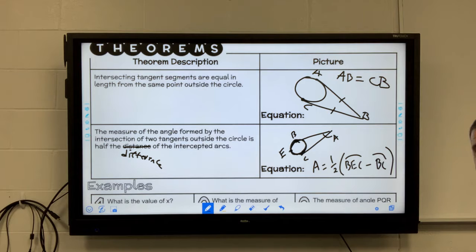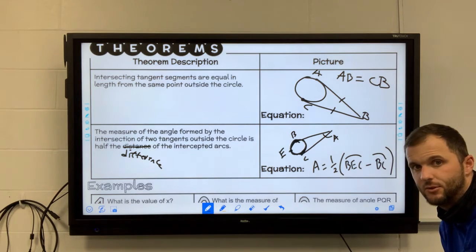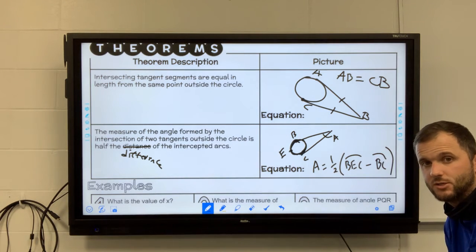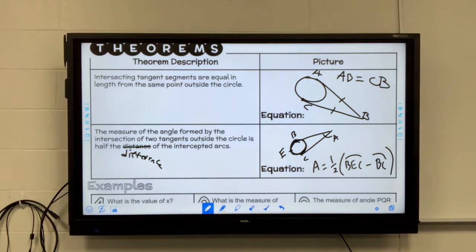So what we're going to do is we're going to take these theorems, apply them to our examples, and then hopefully you guys can understand what's going on. Make sure you ask some questions.